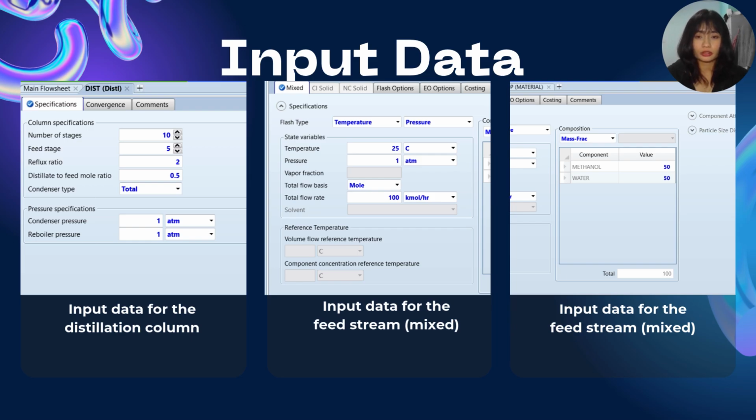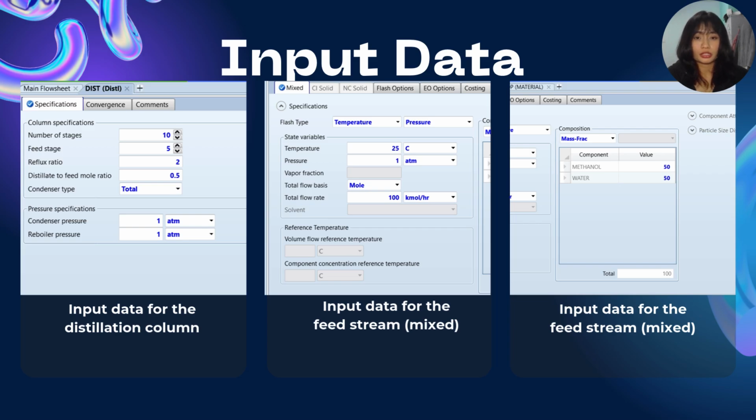Next, after we are done with the diagram, we fill in all the required data. So the first one is for the distillation. So the number of stages is 10, the feed stage is 5, the reflux ratio is 2, and the distillate to feed mole ratio is 0.5, and the condenser type that we choose is total. So for the pressure, for both condenser and boiler pressure, we set it as 1 atm.